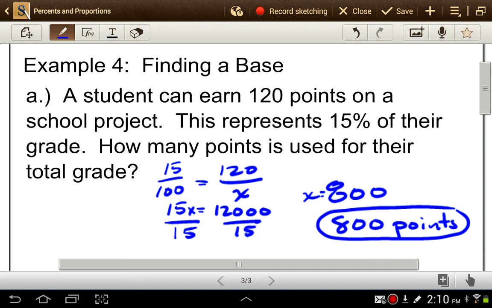Remember, you're using the same format for your proportions. Percent over 100 equals part over base.